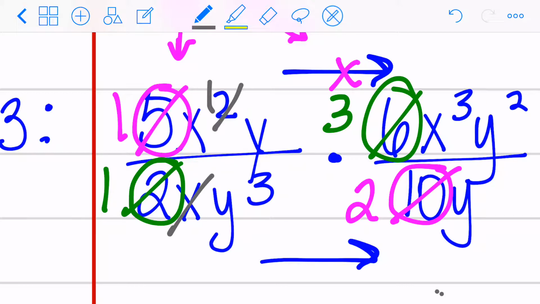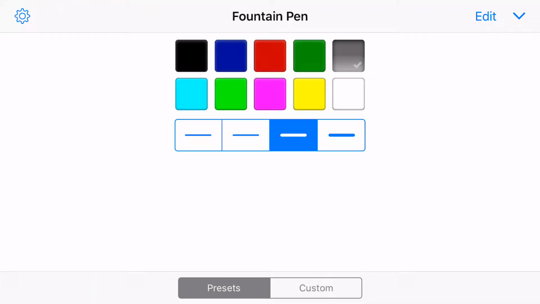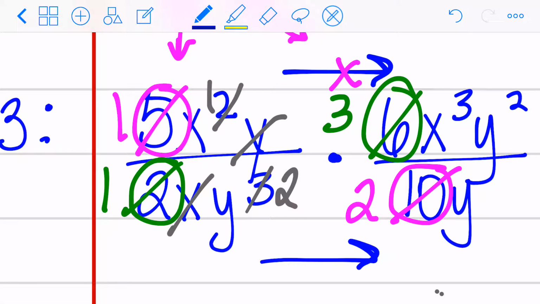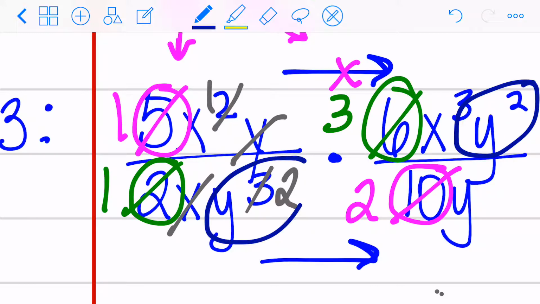Well, then look at the y's here. I have 1 y on the top. That can go away, and I can cancel with one of these y's down here, and I'm left with 2. But then, let's change colors, now I have my other y's. I have 2 y's in the denominator and 2 y's in the numerator. Well, those would just completely cancel out.